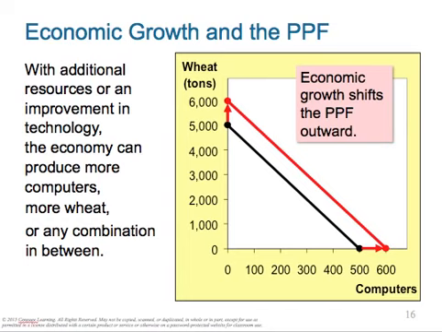However, this is not always the case. For example, if a new technology had more impact on the computer industry than it did on the wheat industry, then the horizontal line, the computer intercept, would increase more than the vertical wheat intercept, and the PPF would be a little bit flatter. The opportunity cost of computers would fall because the technology has made them relatively cheaper. Again, this is an example of technology increasing production of computers and not wheat.